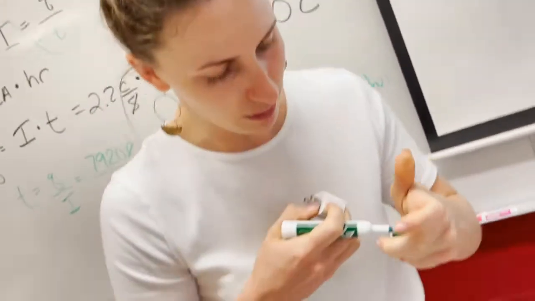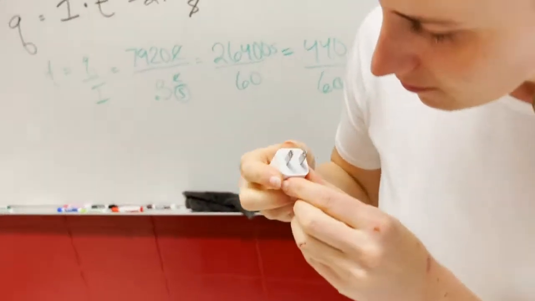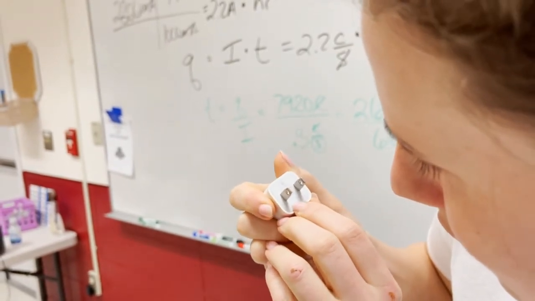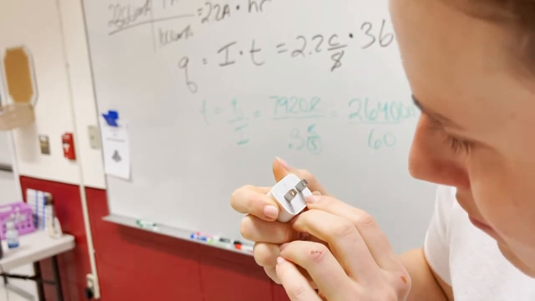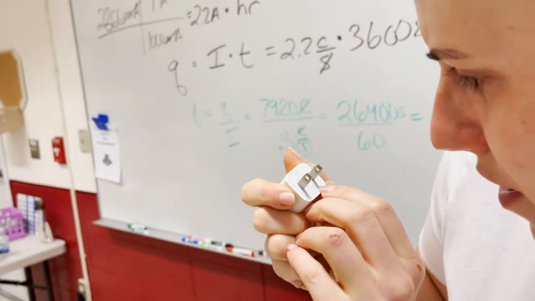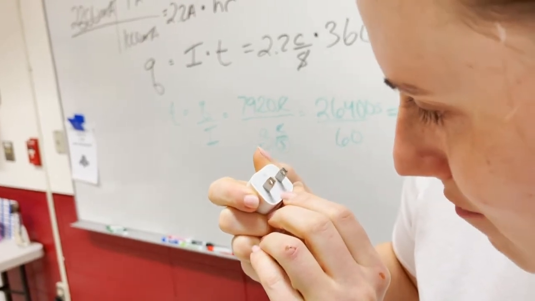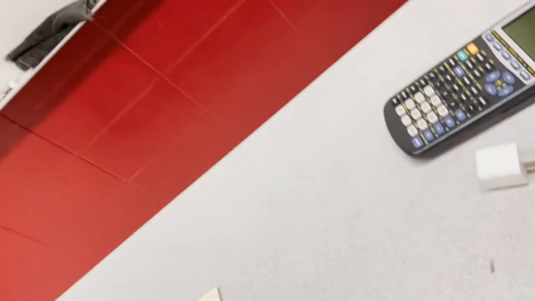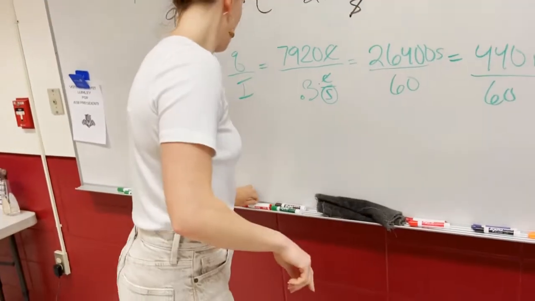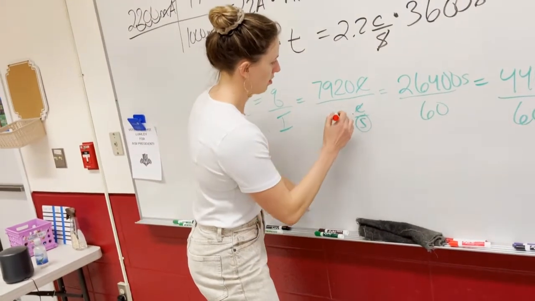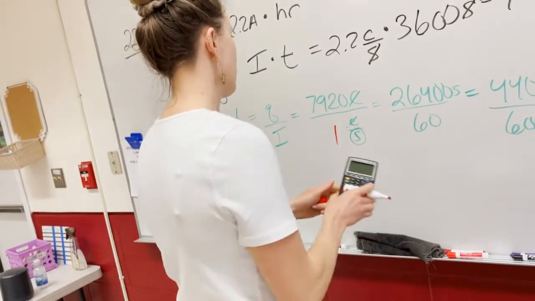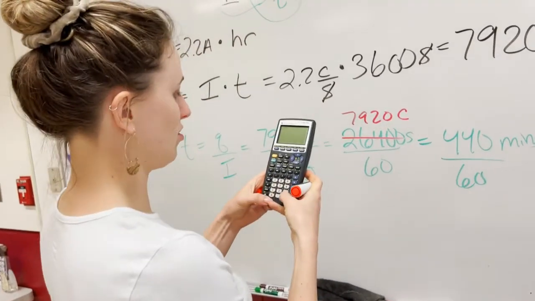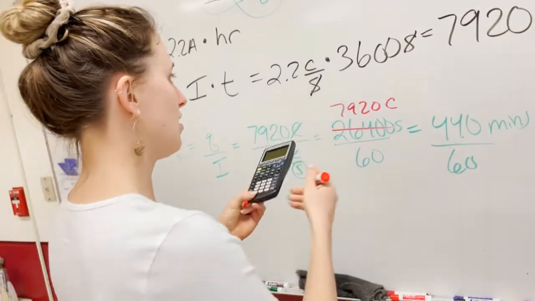Now let's take a look at this one. Here's this iPhone charger. They always write that in. Input is 0.15 amps. What's the output? Output is 5 volts, 1 amp. So if you're using this charger, it would be 1 amp right here, so 1 coulomb per second. I'm going to tell you that 7,920 coulombs, if I divide it by 60, I get 132.